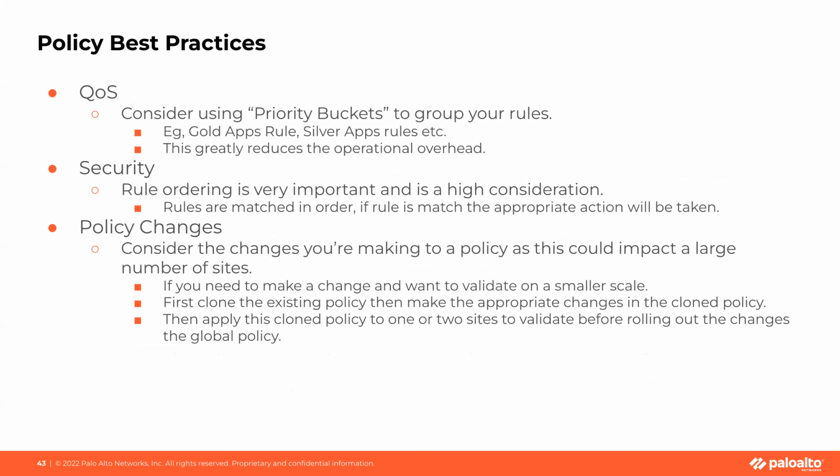And then for QoS, consider using priority buckets rather than matching the individual rules. And then for security, the specific ordering is very important. And then for policy changes, consider what you're doing and the impact it may have, because if you have a policy applied to 100 sites and you modify one rule, then it will change behavior at 100 sites. So there are some ways to mitigate that by cloning, then testing, and then applying the global changes.